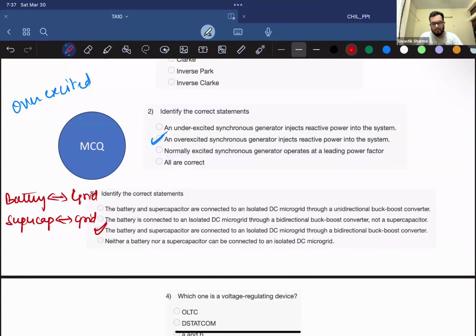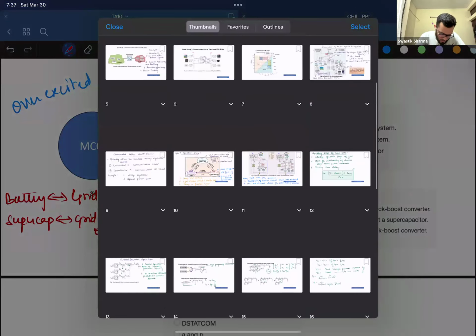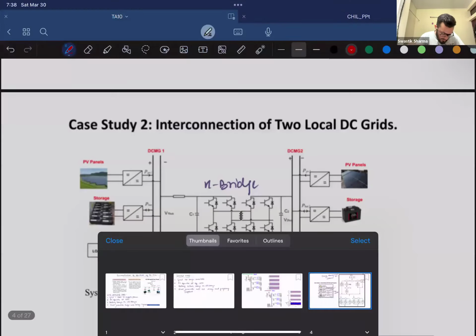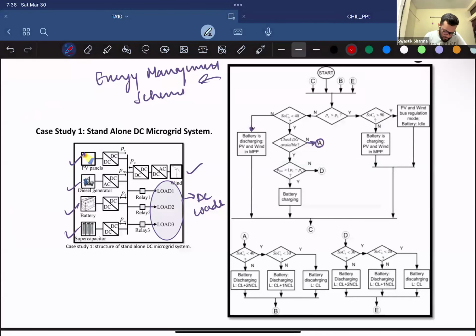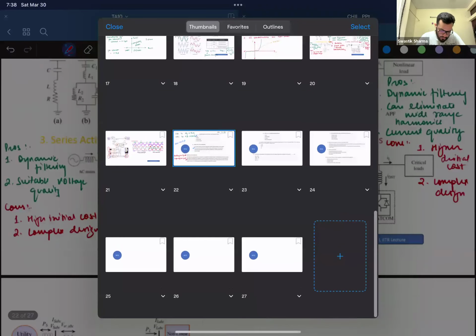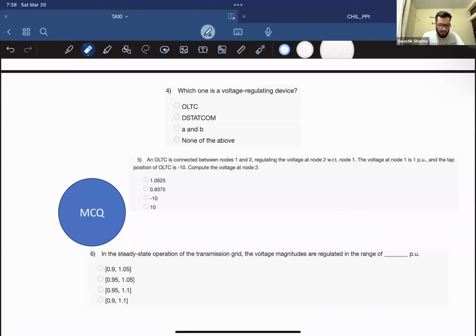Any questions, Ari? Got it. Yes. Just a second. Let me see if there are. Yes, here you can see, right? The supercapacitor also has interchange of power between the both, and it's a bidirectional converter. Next question. Which one is the voltage regulating device? Fairly easy, right?